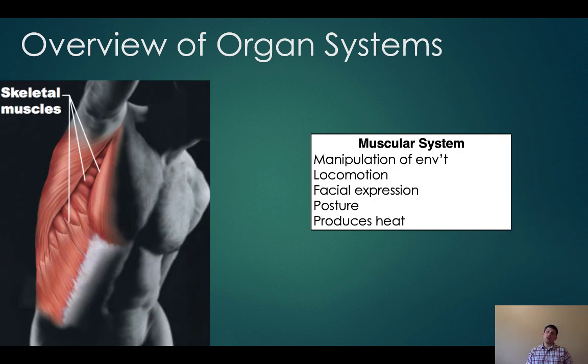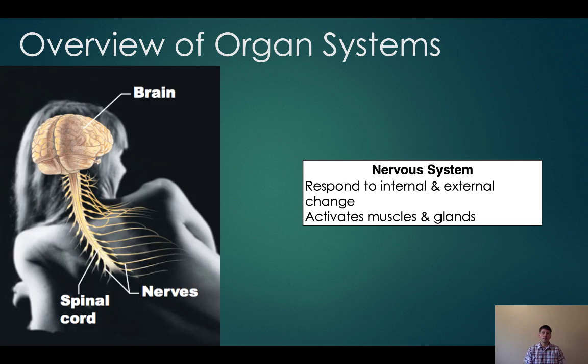We'll also be looking at how the muscular system works. We'll be focusing on skeletal muscle in here. You'll learn about how cardiac muscle works in 202. And so the muscular system helps us manipulate the external environment. It helps us move around. It helps us with facial expression, right? Helps us with posture and produces heat, keeps us warm if we get cold.